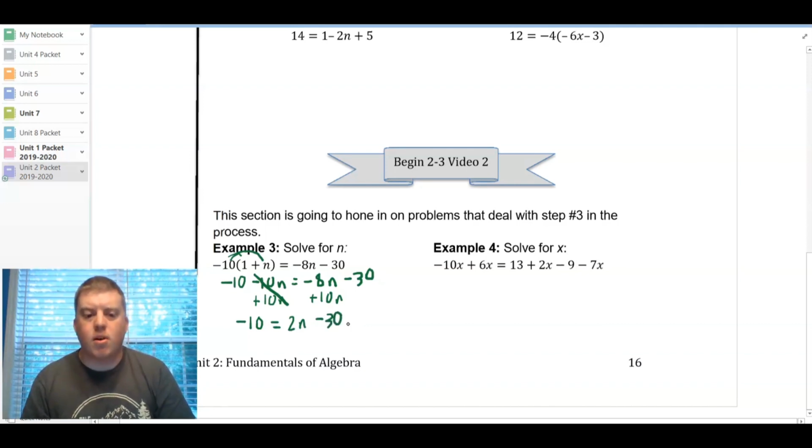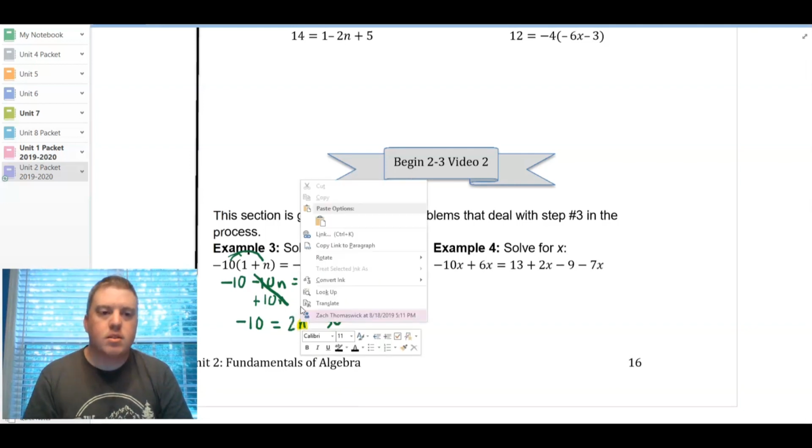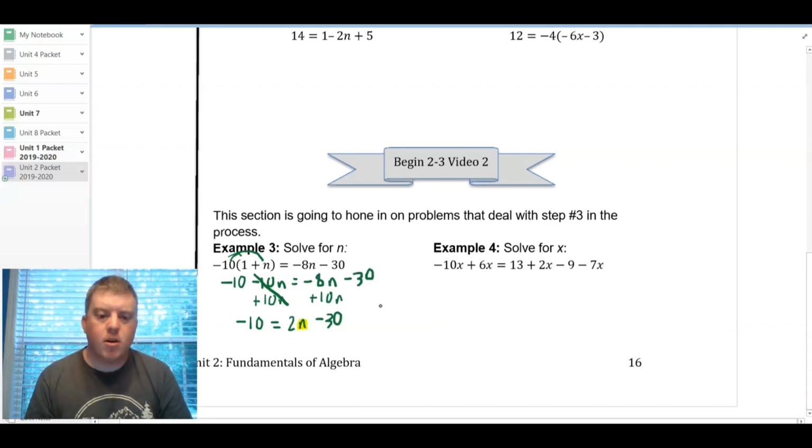So now I have the variables all on the same side, and all I need to do now is work on isolating that n and getting it all by itself. So if I take a look at this, I can see that I am multiplying the n and I'm also subtracting from it. So if I go through the order of operations backwards, what I want to get rid of first is that subtraction. So I'm going to add 30 to both sides, and that's going to give me a 20 on the left, and it will leave me with just 2n on the right, as those will cancel out. So the last thing I want to do is divide both sides by 2, and that's going to give me n equals 10.